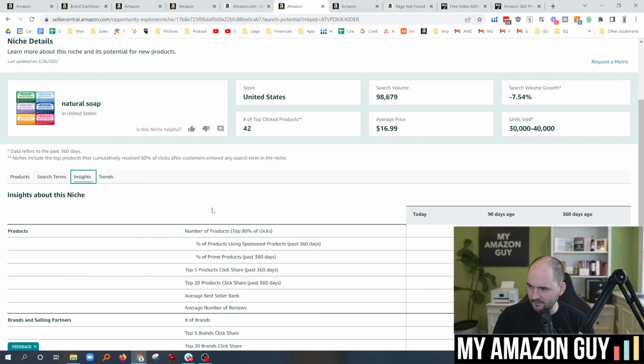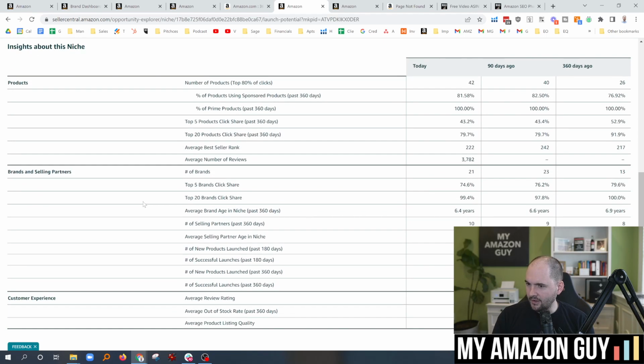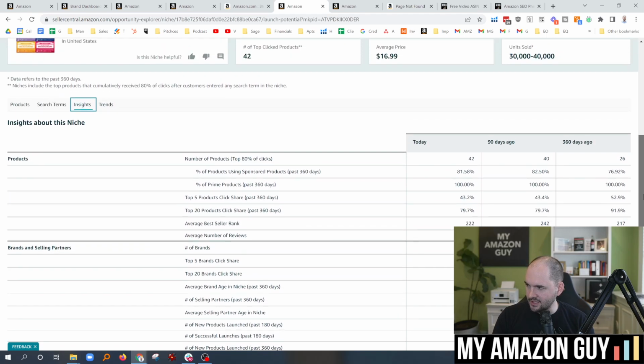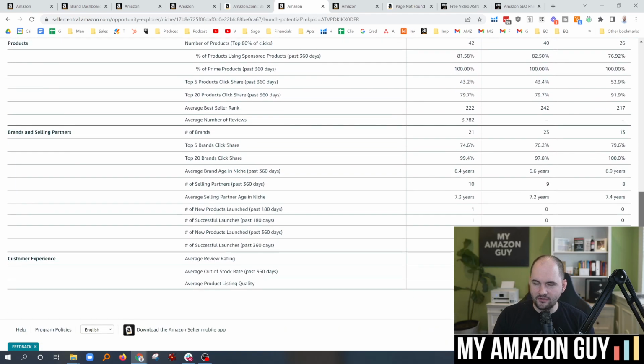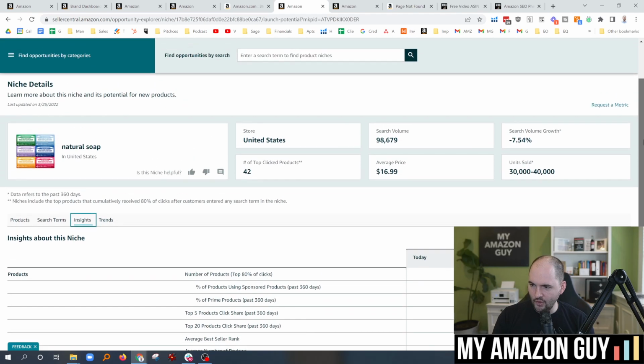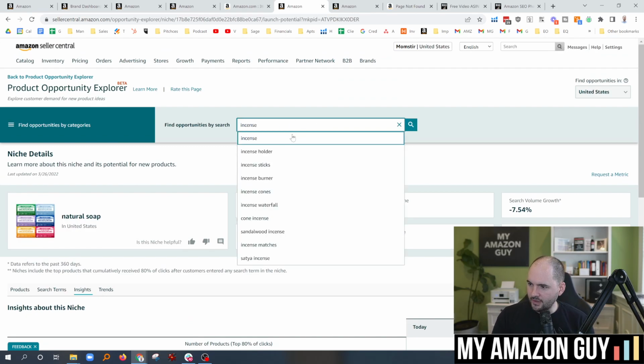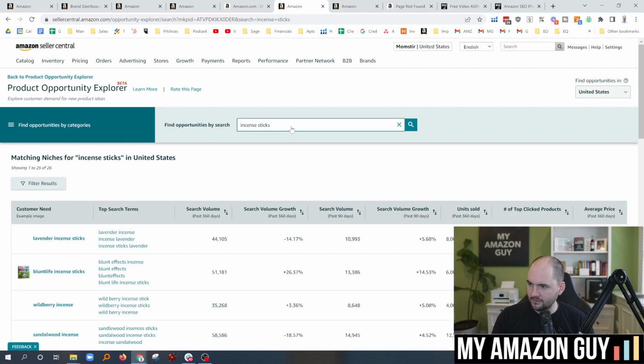Let's go over to the insights. So here we have a lot of data points: product types, average bestseller, brands, and selling partners. So lots and lots of data you can export. So if you're trying to debate, what do I need to go focus on, come up and search for something. So let's try incense. This is another thing that I sell. So I sell incense sticks.